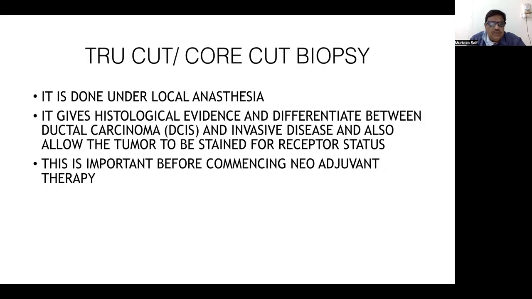Two-cut or four-cut biopsy is also very important. It is done under local anesthesia. It gives histological evidence and differentiates between ductal carcinoma in situ and invasive disease, and also allows the tumor to be stained for receptor status. So receptor status and tissue diagnosis can be done by the two-cut. This is important before commencing neoadjuvant chemotherapy.